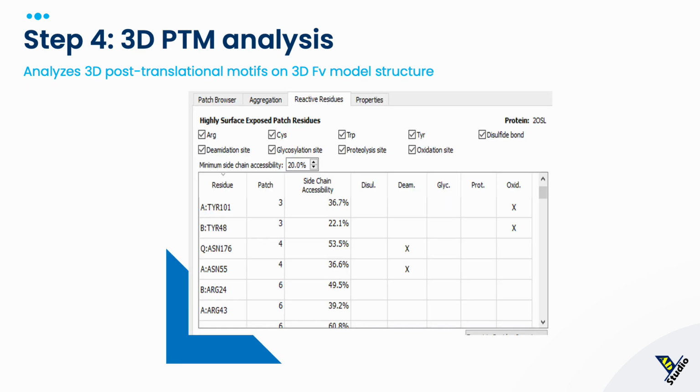Step 4 is 3D PTM, or post-translational motif analysis. We can analyze this based on the 3D FV structure to determine how many post-translational motifs there are on the 3D FV model. What is the side chain exposure percentage? If a motif is exposed on the 3D surface, it has high risk. If it's buried, it may be solvent inaccessible and has low risk.